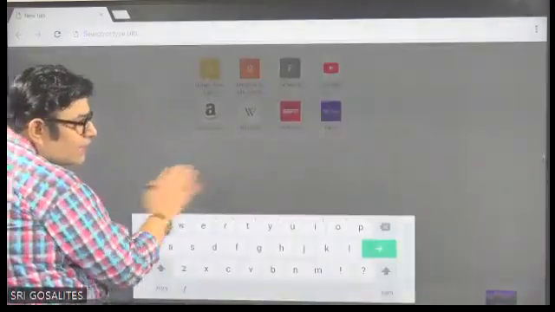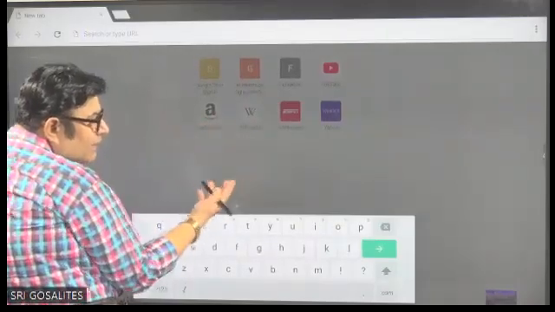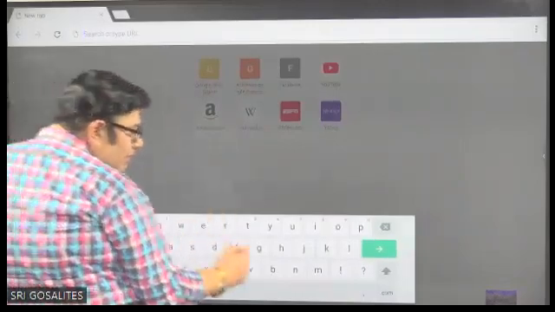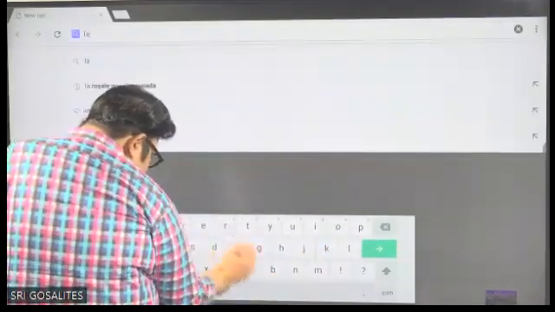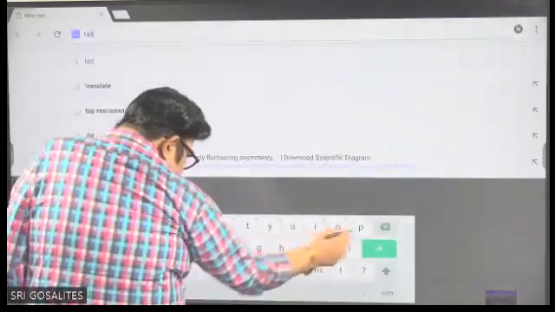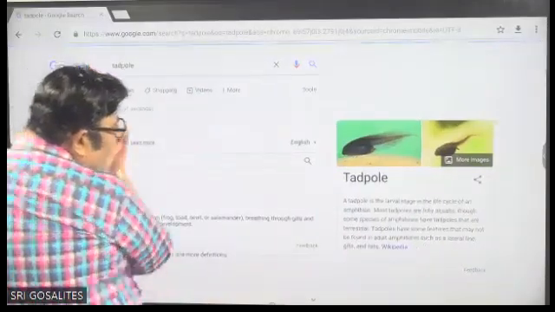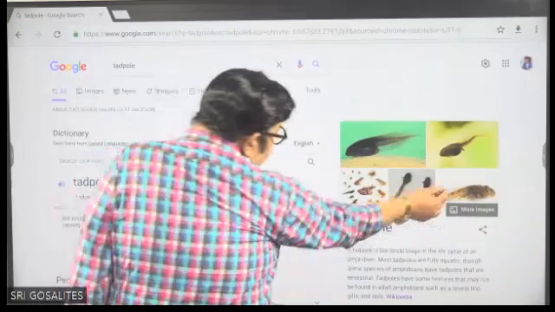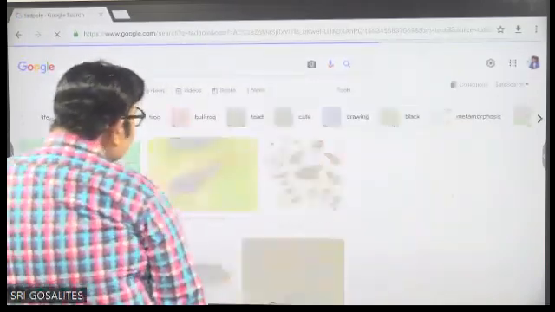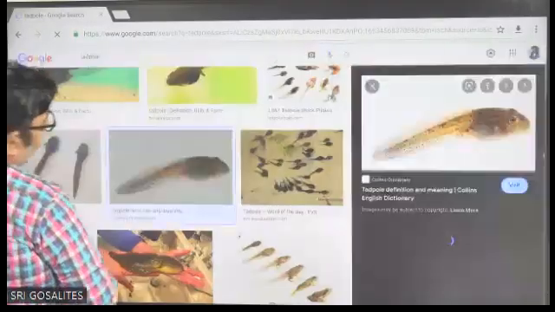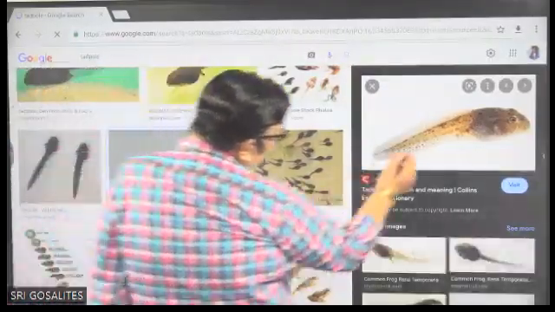Before that, I did not have the clarity: babies, can't we call them larva? But I'll tell you how a larva differs. Tadpole is the larva of the frog. You have seen the adult frog, and see this creature, how it looks. It is looking like a fish. It has a tail also.